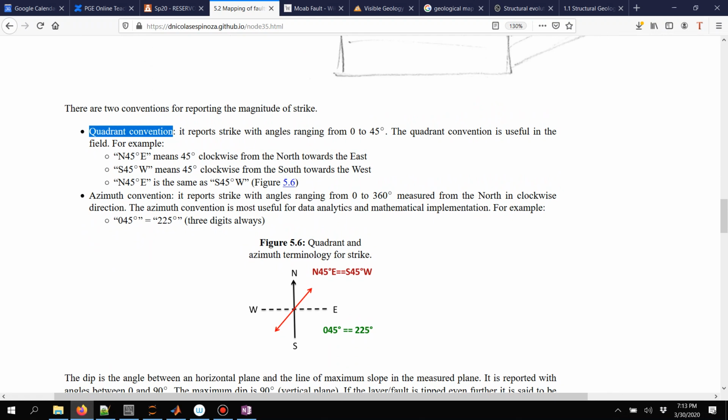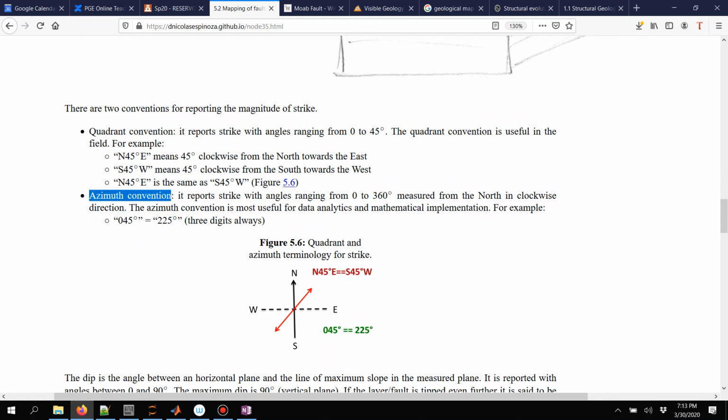This is very useful in the field because in the field sometimes you're looking at the particular strike line and you have the compass in your hand, and just looking at the compass and looking at which is the closest cardinal direction, you can tell what that angle is. And so this is very useful in the field. We can also use something which is called the azimuth convention for strike.